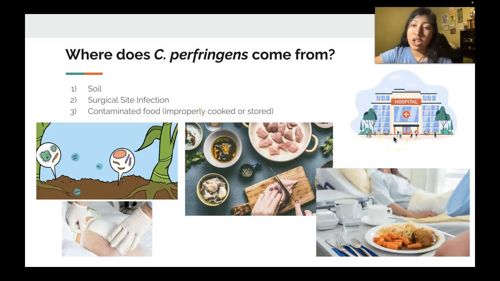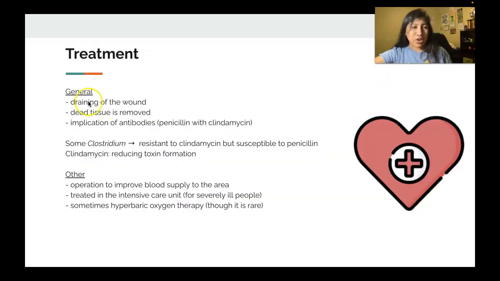And the reason why I wanted to include this was because the hospital itself has cafeterias and they serve these foods to their patients, so they really have to work really hard to make sure not to have any crossovers. And surgical site infections are also a common way to get this gas gangrene. So, treatment options: draining of the wound, dead tissues removed, and administration of antibiotics.